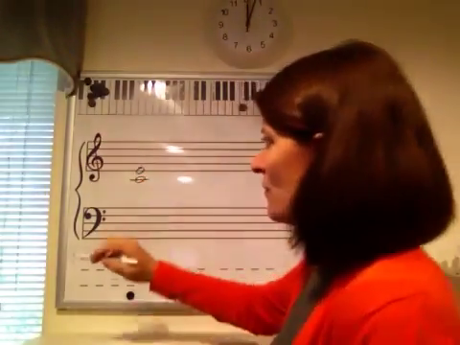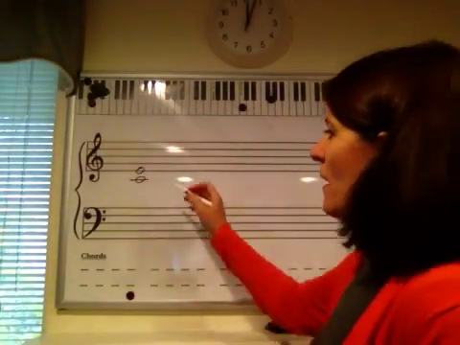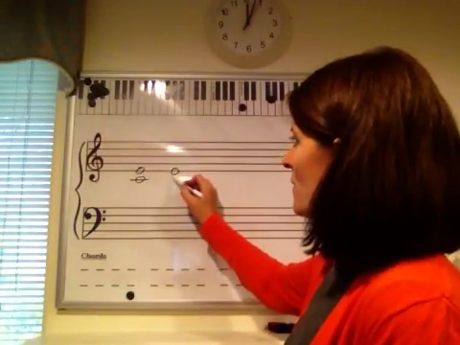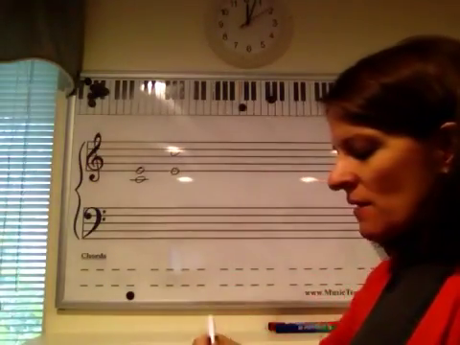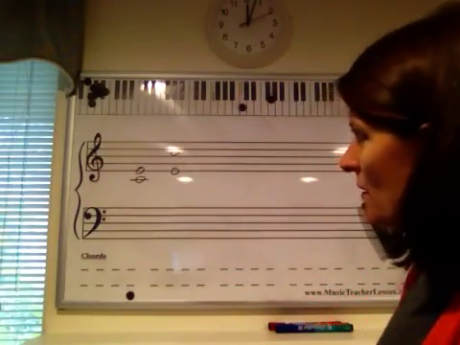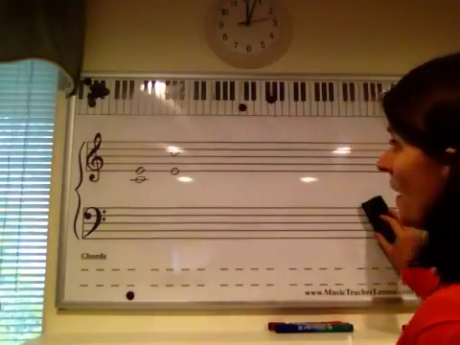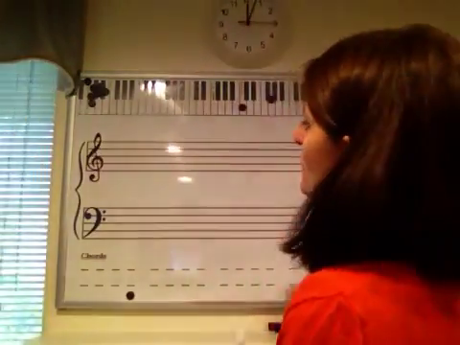So let's do an example here. I have a third on C to E, and I am going to invert that interval by taking the C and putting it now on the top of E instead of on the bottom. That's what it means to invert an interval.